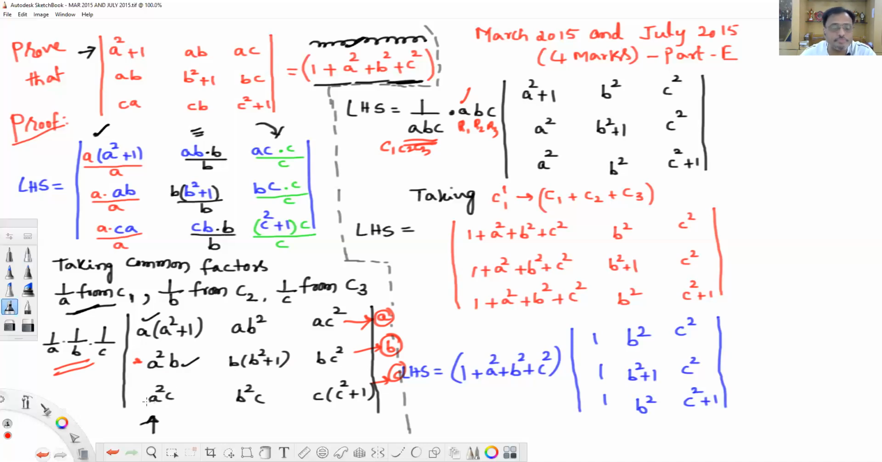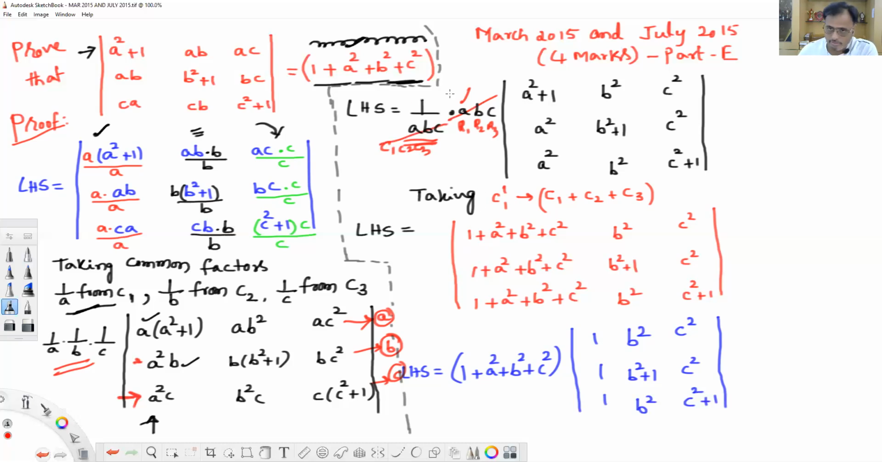In the third row I have taken C as a common factor. Look here, in the third row I have taken C common. Therefore, A square, B square and C square plus 1. So anyhow, this ABC gets cancelled. Now, which operation am I doing?